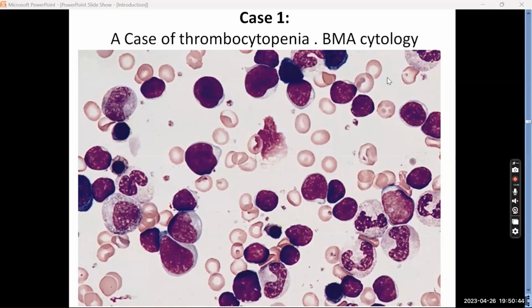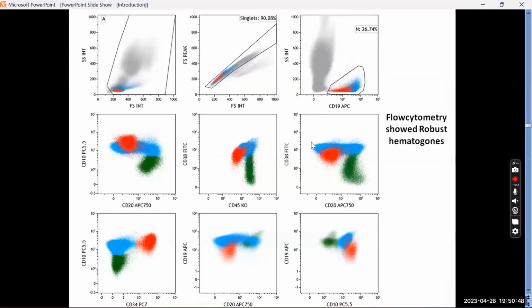Now we did flow for this case since there were large cells like this, and you know what? This turned out to be hematogones. Remember, in cases of ITP, in cases of infants less than 1 year, in cases of regenerating marrows, you tend to find a lot of these populations, which are normal B cell precursors. And how do I confirm that? By flow cytometry.